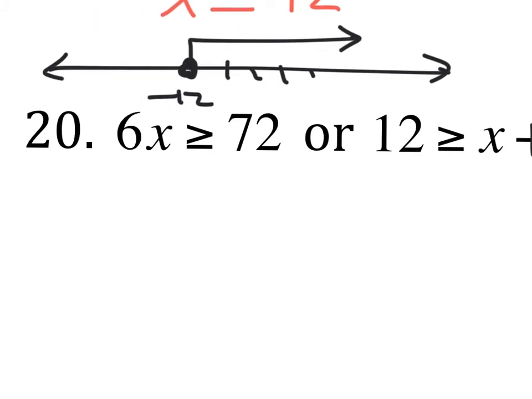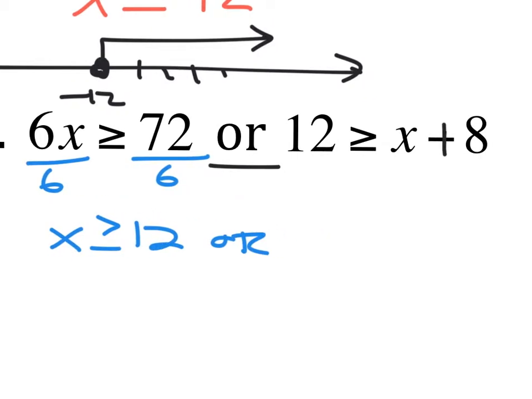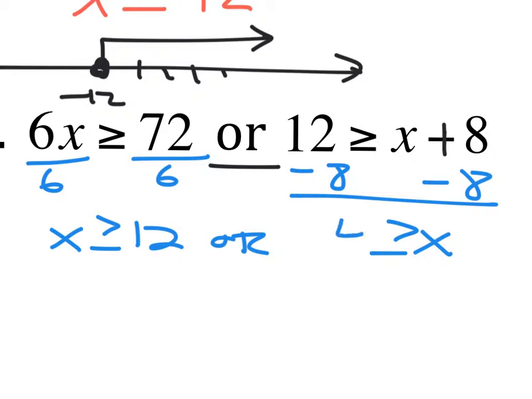This one's the exact opposite. It's an OR problem. You should already have an idea in your head of what the graph will look like. Solve each of them separately. x is greater than or equal to 12, or over here, subtract 8, get x is less than or equal to 4.